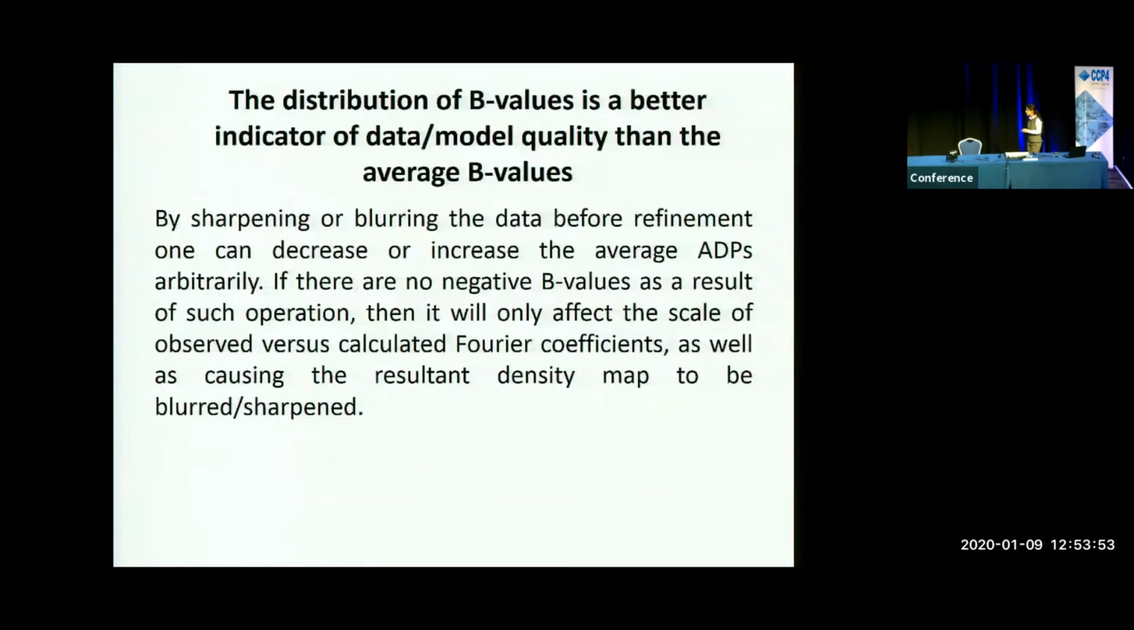I should note here that shifting all B-values changes the average, but does not change the variance. Therefore, the distribution of B-values is a better indicator of model and data quality than the average B-value. So, our main approach is that statistical analysis of B-value distribution, as well as the differences of B-values for neighboring atoms, can shed light on the validity of atomic models and even may show the locations of misinterpretation of the experimental data.